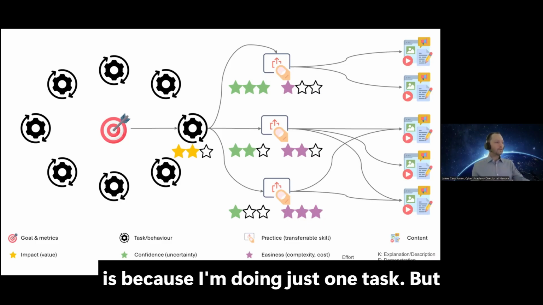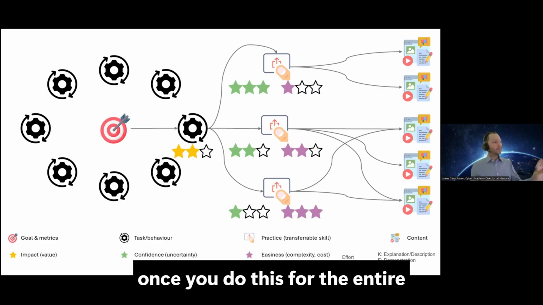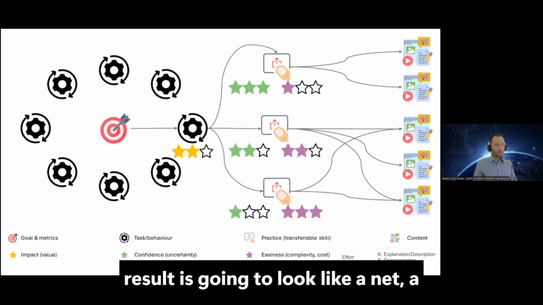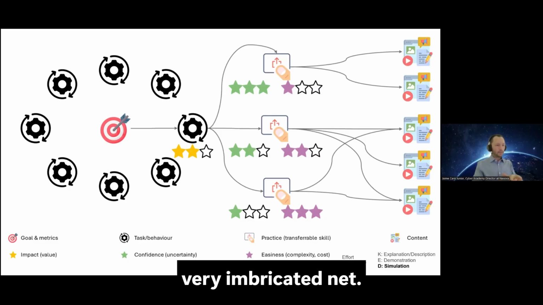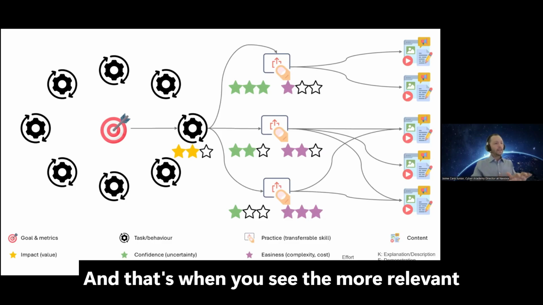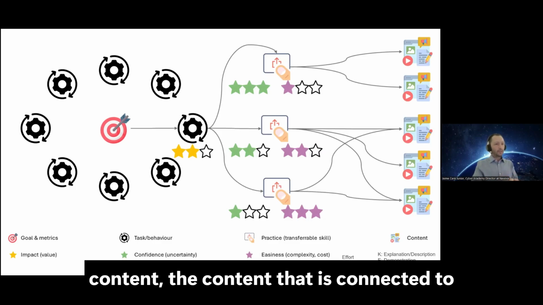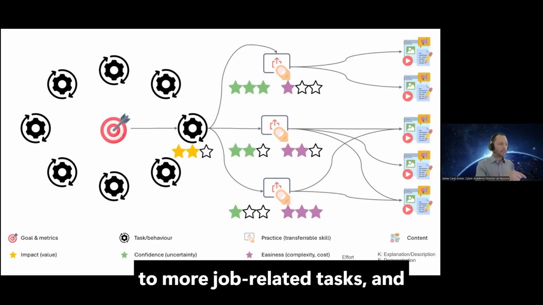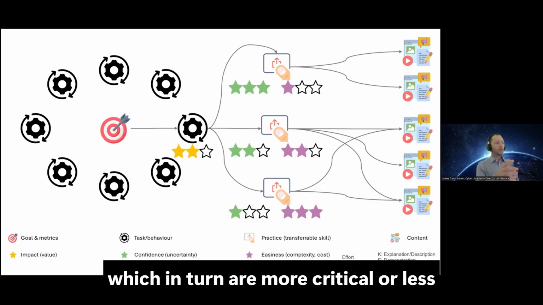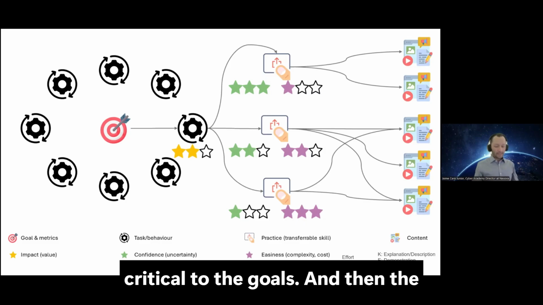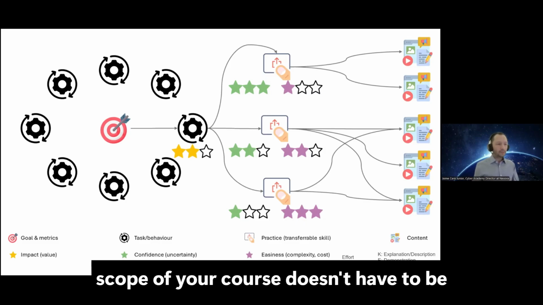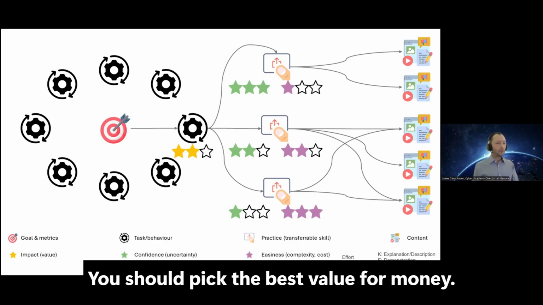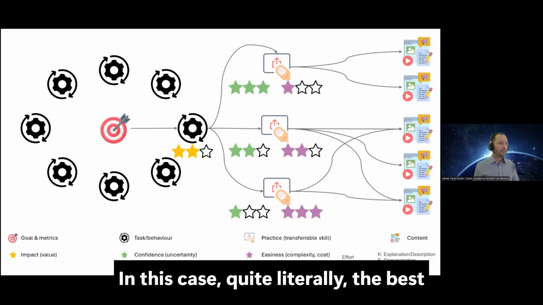This is because I'm doing just one task, but once you do this for the entire set of job-related tasks, the end result is going to look like a net, a very imbricated net. And that's when you see the more relevant content, the content that is connected to more tasks, which in turn are connected to more job-related tasks, and which in turn are more critical or less critical to the goals. And then the scope of your course doesn't have to be everything. On the contrary, it shouldn't be everything. You should pick the best value for money. In this case, quite literally, the best value for money.